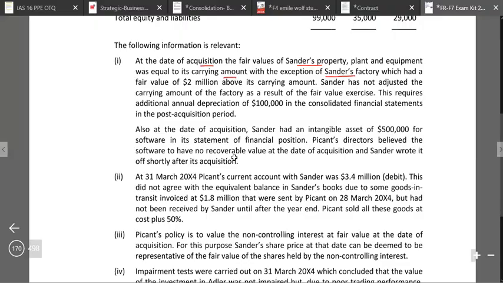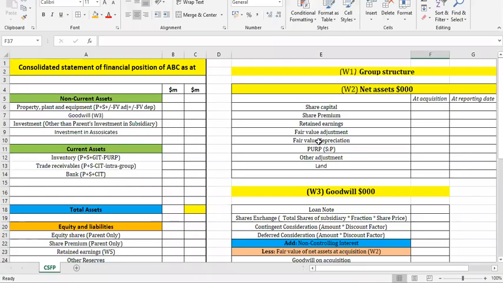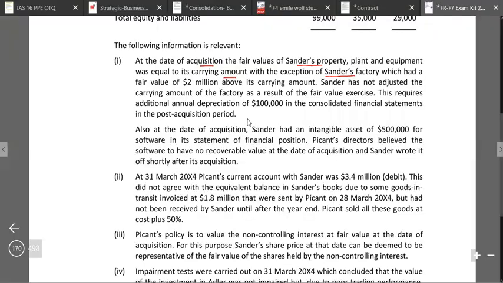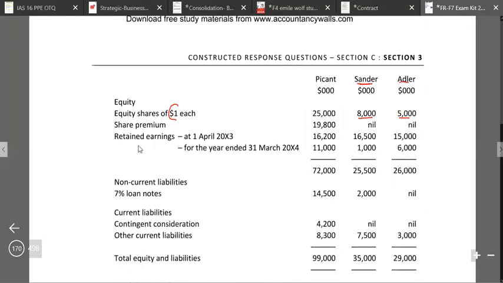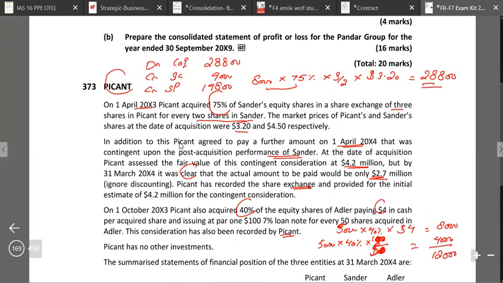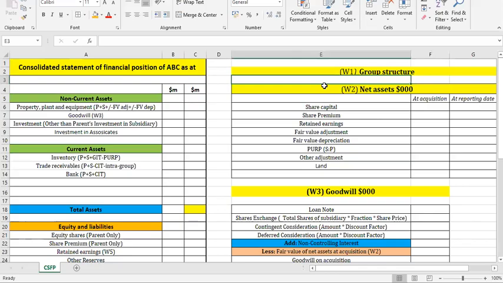So let's go to the workings. First of all, we need to know how much percentage is acquired. Let's go back to the balance sheet. We know how much percentage is acquired: 75%. So we can put 75% here. This is working number one.